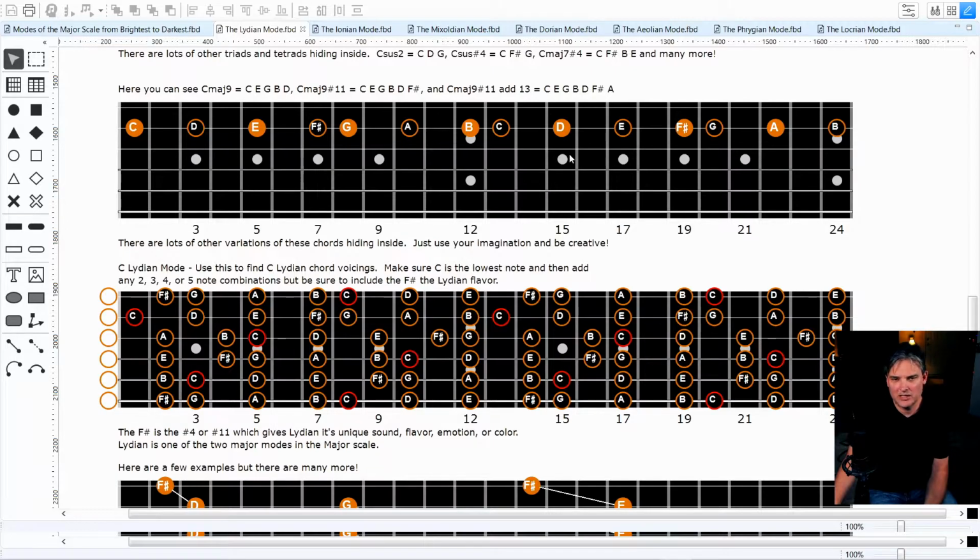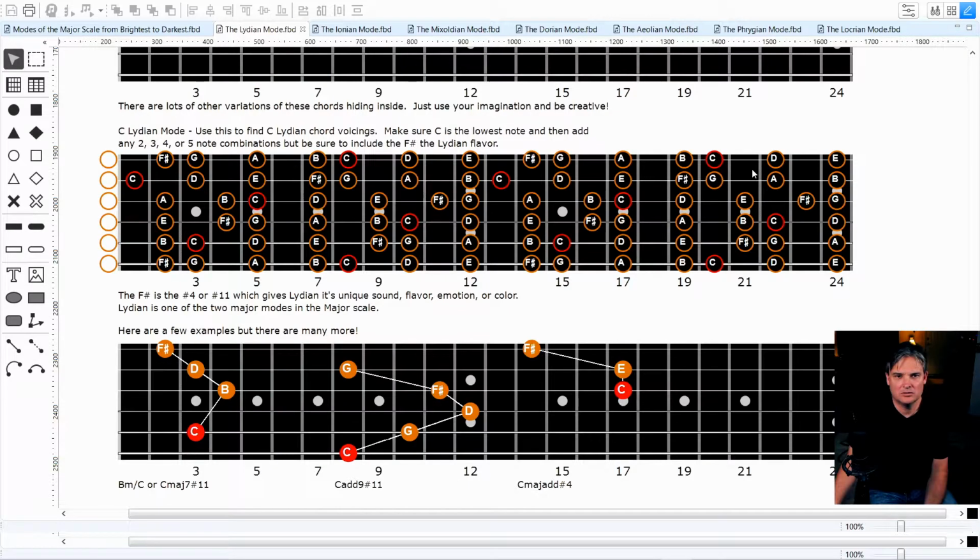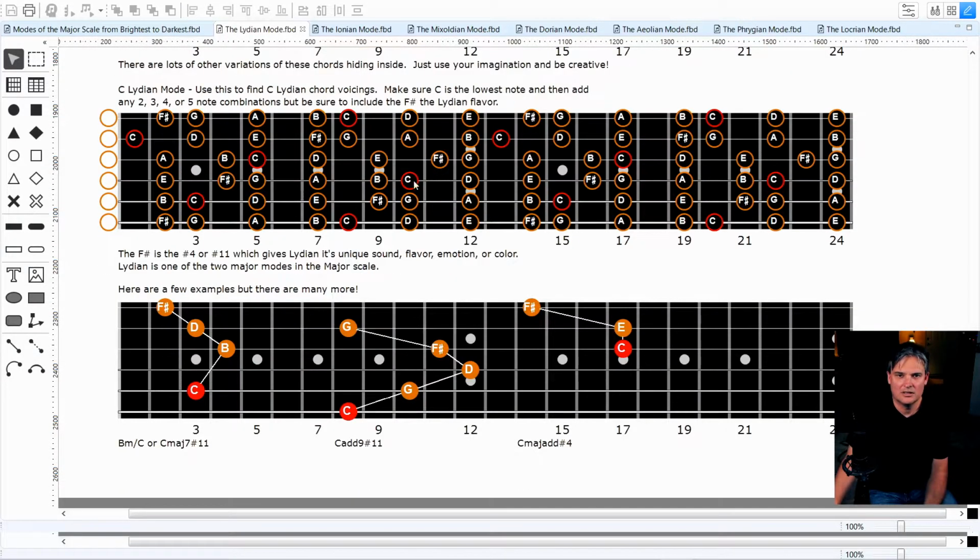So to build a major 9 chord, all we have to do is tack on the 9. Then for the sharp 11, we just add the sharp 11, and the 13. We add the 13, easy as that. Now down below, we have the neck diagram populated with all the notes of this particular mode. This is to show you how you can create a modal chord voicing.